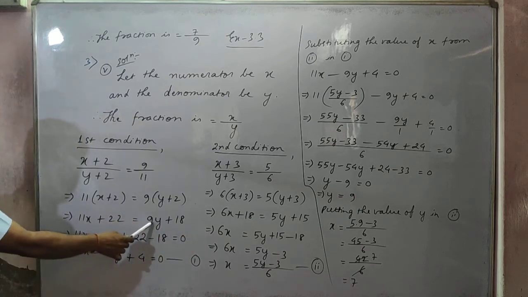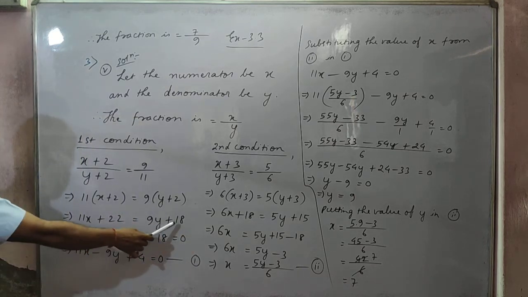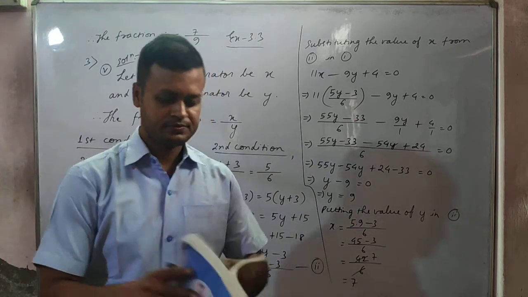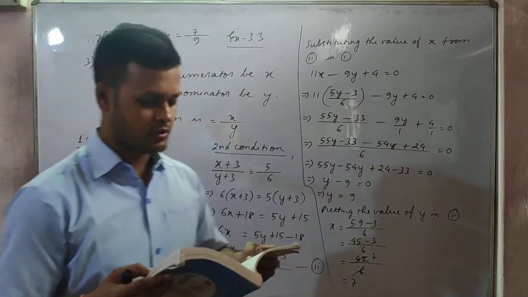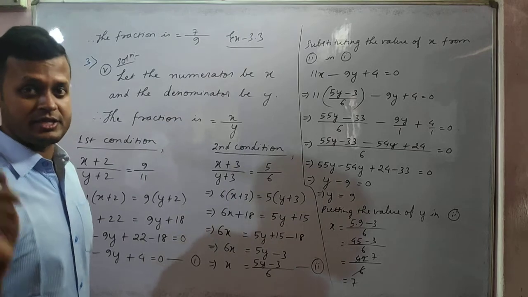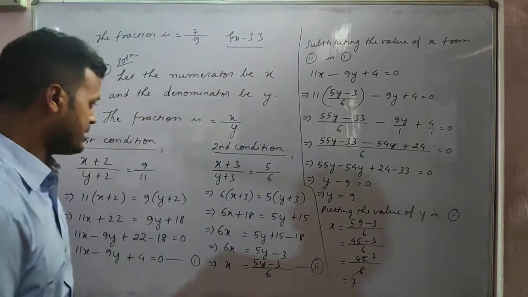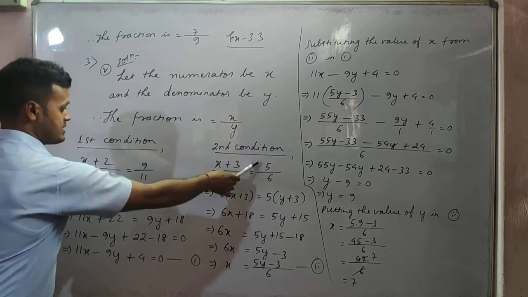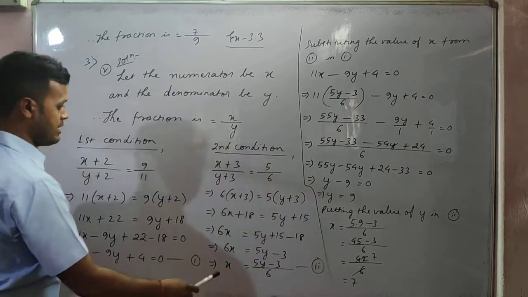And 9y I brought to the left hand side, it will become minus 9y, 18 I brought to the left hand side, so 22 minus 18. 22 minus 18 is how much? 4. And 11x minus 9y plus 4 is equal to 0. Mark it number 1. Second condition students. If 3 is added to both the numerator and the denominator, to the numerator I am adding 3, to the denominator also I am adding 3. So the answer will be how much? 5 by 6. Now I cross multiply.